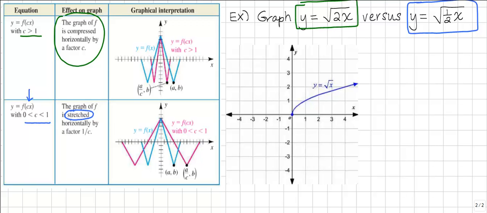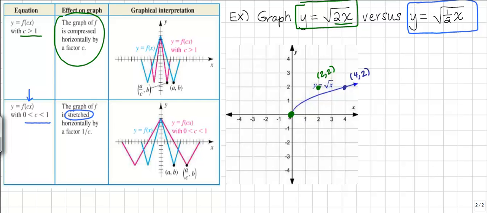Now you can simply plot points to see this, but I want you to do so strategically. For example, we can do this one easily. x is 0, still produces 0. Ask yourself here, which x times 2 would produce a nice square root? Well, if I let x equal 2, 2 times 2 is 4, and the square root of 4 is the value 2. So this point would be 2, 2. Okay? Now on your original graph, you had an ordered pair of 4, 2.